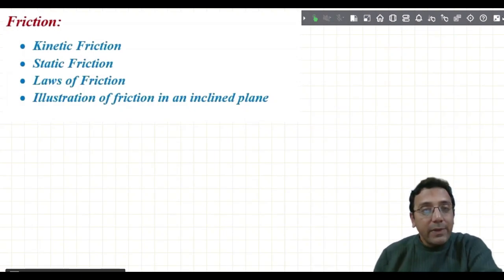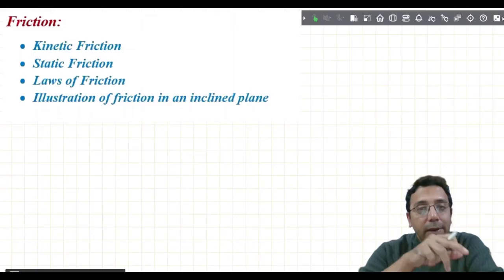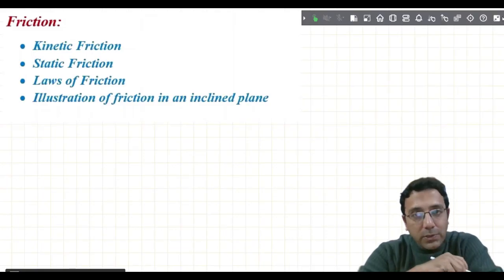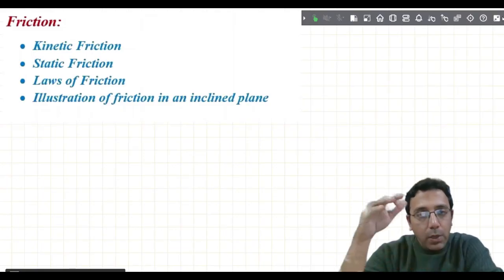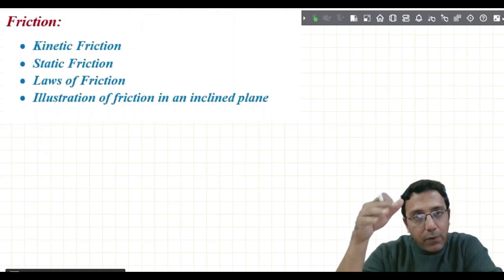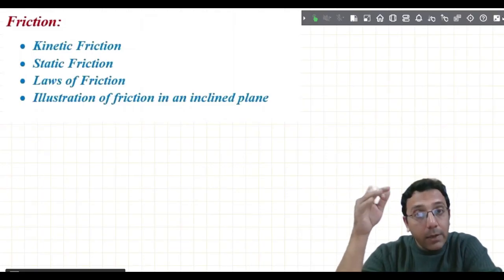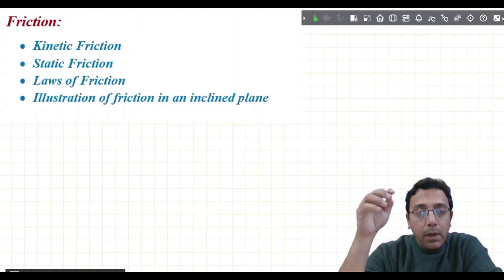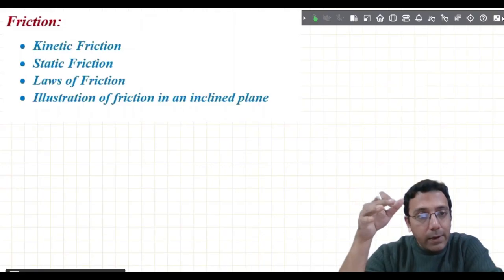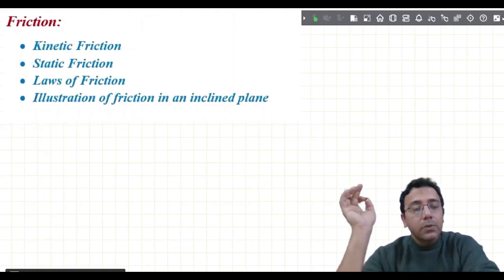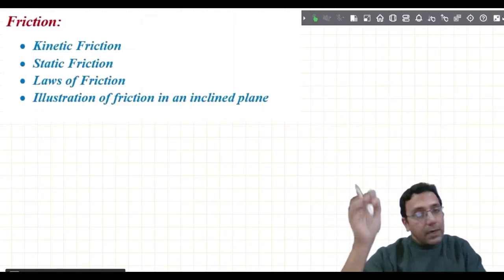I'll be starting with friction. As you know, in my last session we did laws of motion, where I showed you the basic explanation for all three of Newton's laws of motion, and along with that, we learned how to draw a free body diagram. We considered that all the planes were frictionless, smooth, but today we'll be learning about friction. So let us start the topic.